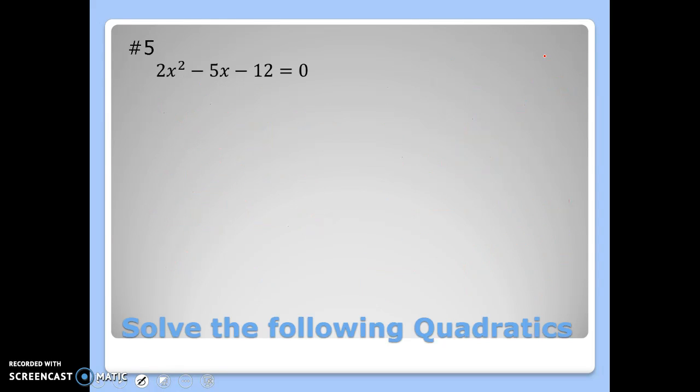What I'd like you to do is pause the video, see if you can do number 5 on your own, and then restart the video and see if you were able to get it correct. Hopefully, if you did that, you were able to go with a 2x and an x, because 2x times x gives me 2x squared. Then I would want something here and here that multiplies together to give me a negative 12, but adds to a negative 5.